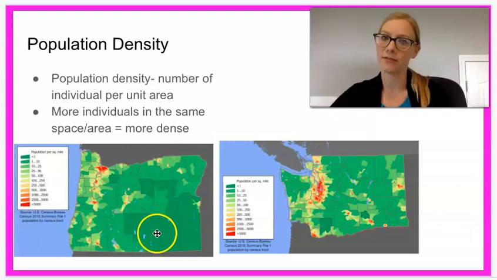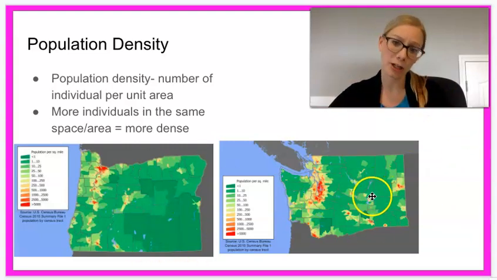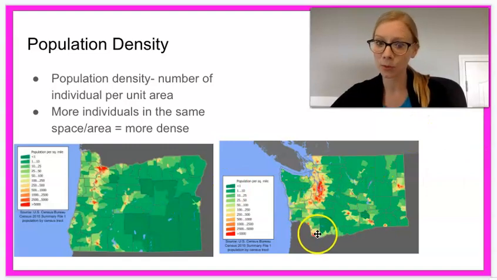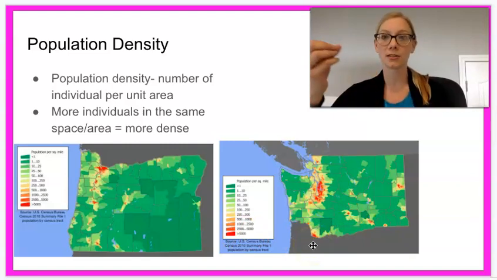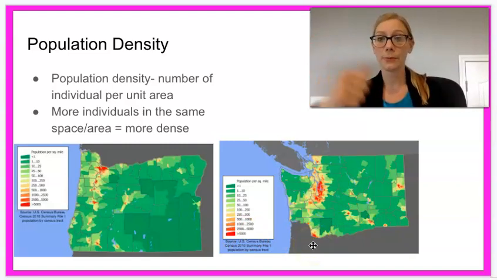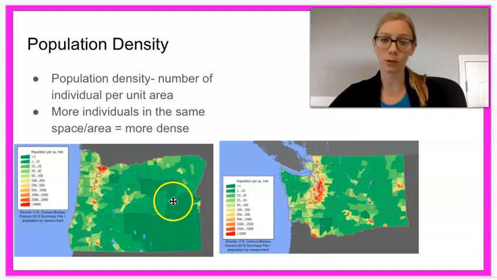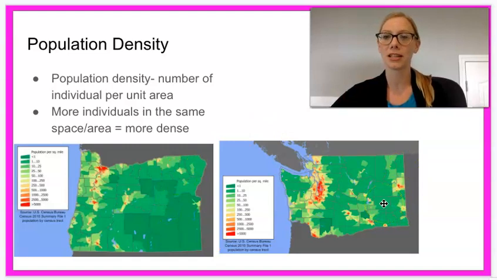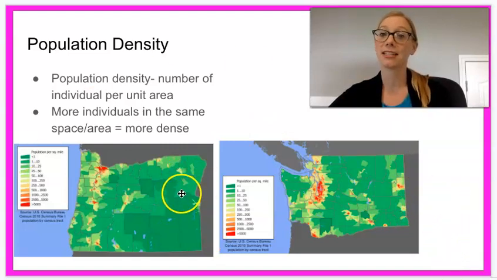So you'll notice here we have a map of Oregon and a map of Washington. And if we look at areas in both places where there are cities, or big cities, we see they're more red and yellow, which means that there's more people there. There's more people in less space. And when we look at rural Oregon and Washington, we notice that there's much less people in that given space, as shown by the colors there.